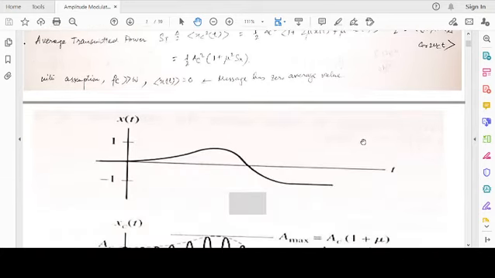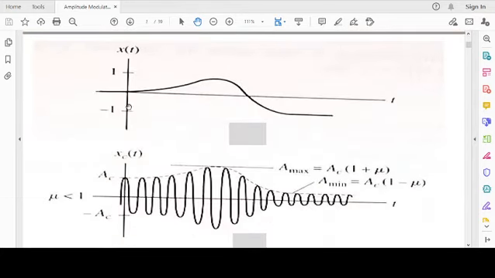Now let's see an example of how it looks. So here is an example xt. Remember we said that its average is 0, and its maximum value is less than 1, minimum value is greater than -1. Normalized message spectrum.